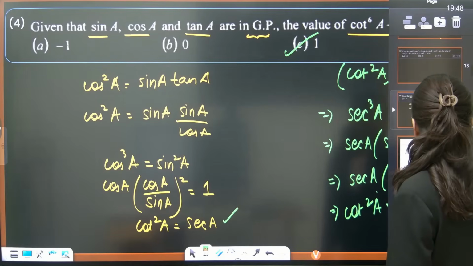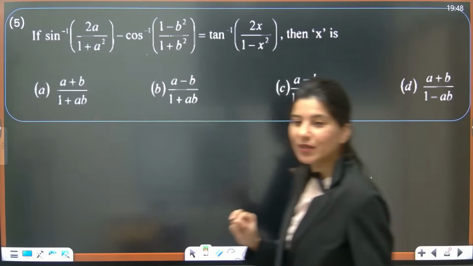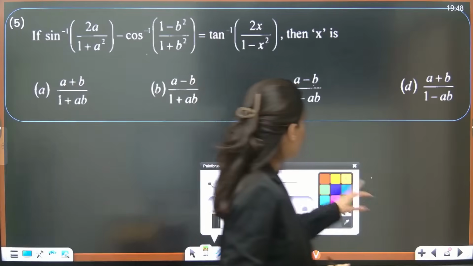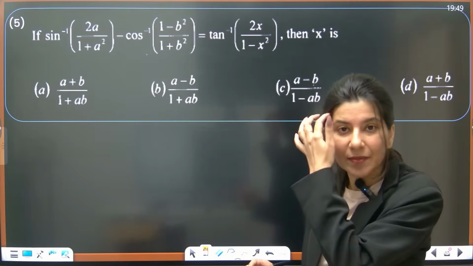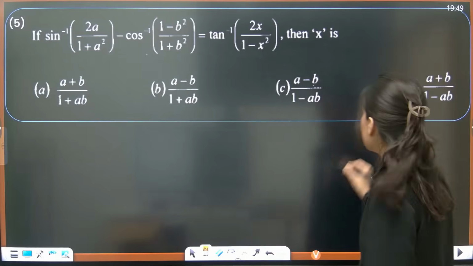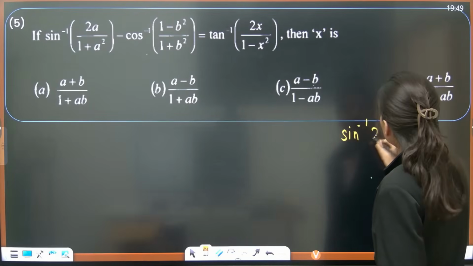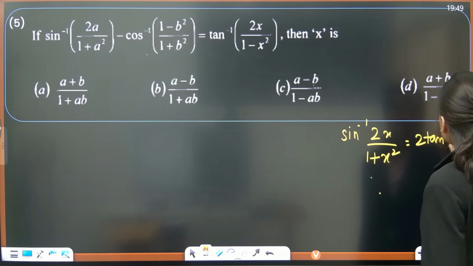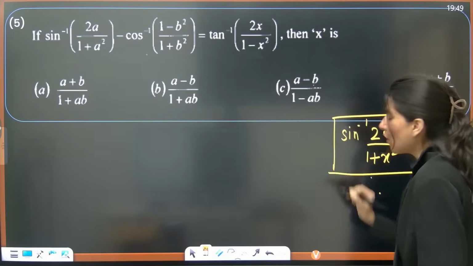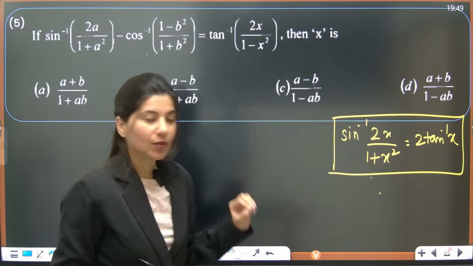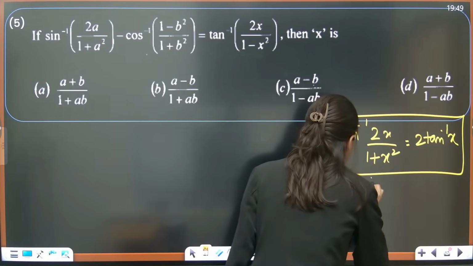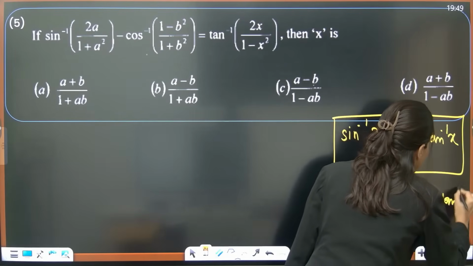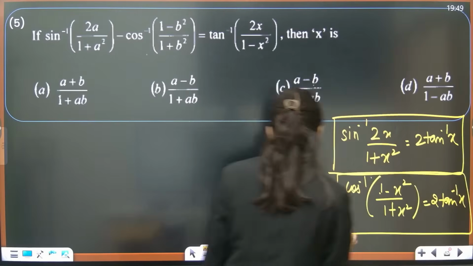Okay, now next we are having this from inverse trigonometric function. We have a very good question, but for this I will highly recommend that you go through at least some basic formulas. Sine inverse 2x upon 1 plus x square is 2 tan inverse x. This is one formula you all should know, and obviously when x lies within the domain. Then cos inverse 1 minus x square upon 1 plus x square is nothing but again 2 tan inverse x. These are the two formulas which are very helpful to solve this problem.